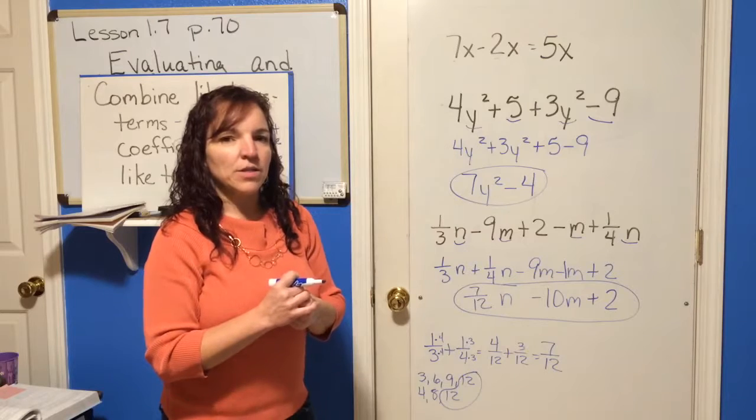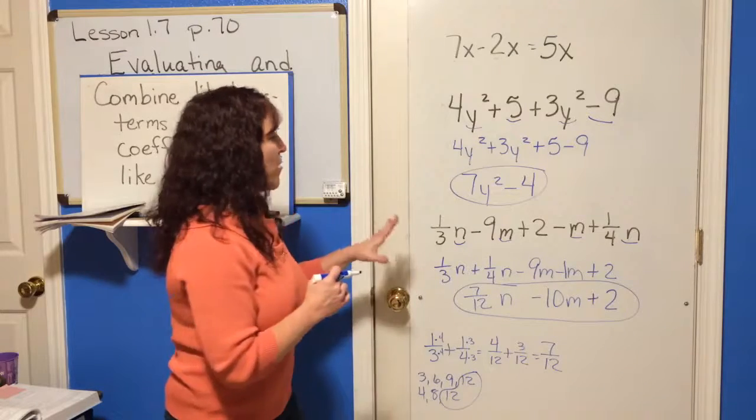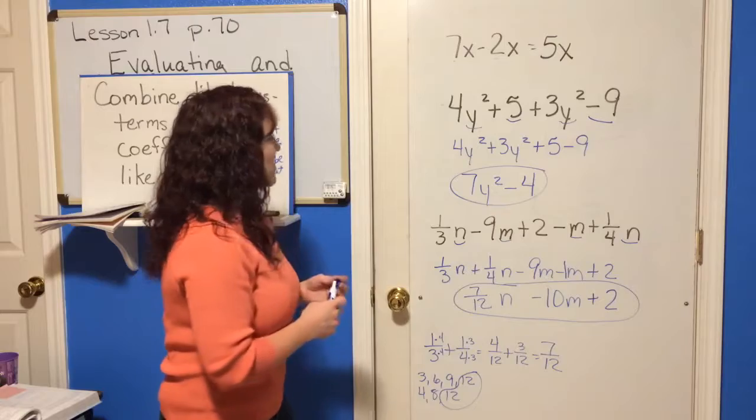All right? So here we go. Distributive property, combining like terms, evaluating, lots of steps, lots of things.